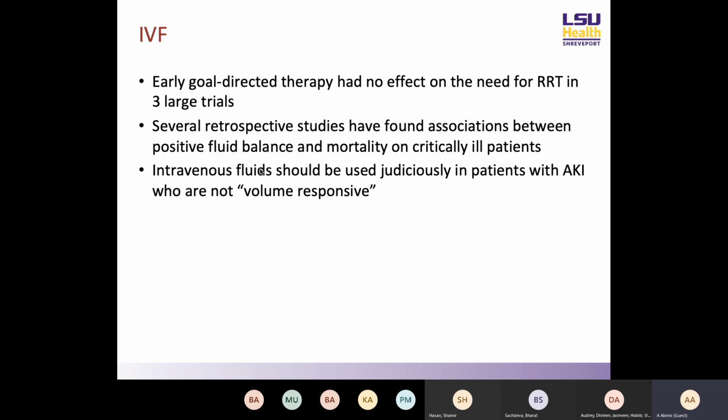But sometimes we see this pattern where they give the fluids and the patient's creatinine is still going up, and then instead of stopping the fluids, the rate starts going up, or they'll start bolusing because they'll say that the patient needs more fluids. So just be aware of that phenomenon, because the last thing you want to do is to push somebody into pulmonary edema who maybe wouldn't have needed dialysis if they had time to recover on their own.